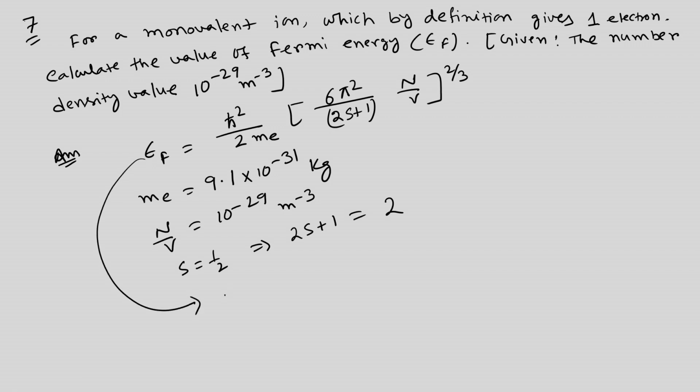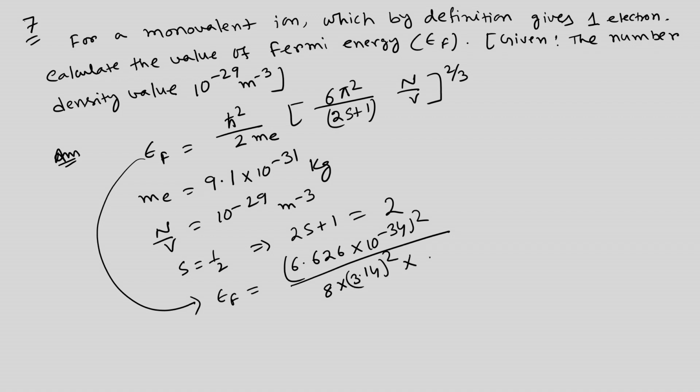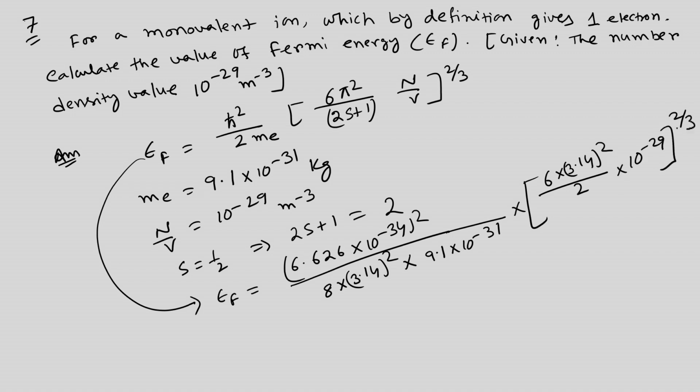Now, if we substitute all here, we get epsilon f equals to (6.626 times 10 to the minus 34) to the 2 by 8 times (3.14) to the 2 times 9.1 times 10 to the minus 31, times (6 times 3.14 to the 2 by 2 times 10 to the minus 29) to the 2 by 3, and you get the answer in, since we consider all here in joule unit, so you consider the answer in joule.